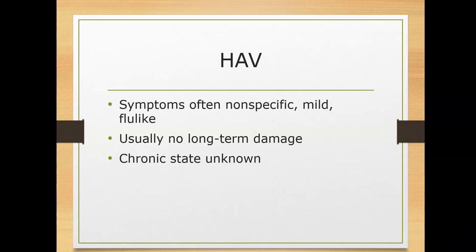Hepatitis A is known as a self-limiting viral infection, meaning that it occurs, it kind of does what it's going to do, and then it moves on. Okay, symptoms for hepatitis A infection are also often nonspecific and mild, maybe flu-like in symptomatology. Usually with a hepatitis A infection, there's no long-term damage, and they don't think that you develop a chronic or carrier state with hepatitis A, but it's really unknown.